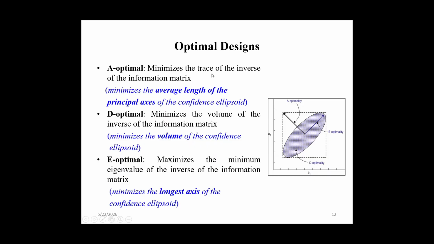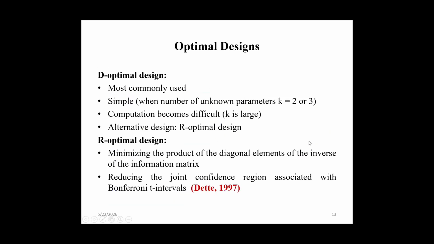Basically, it minimizes the trace of the inverse of the information matrix. So directly it tells you that it minimizes the average length of the principal axis of the confidence ellipsoid. D-optimal minimizes the volume of the confidence ellipsoid, and E-optimal minimizes the longest axis of the confidence ellipsoid. As we know, in the experimental design setup, D-optimal design is the most widely used design.